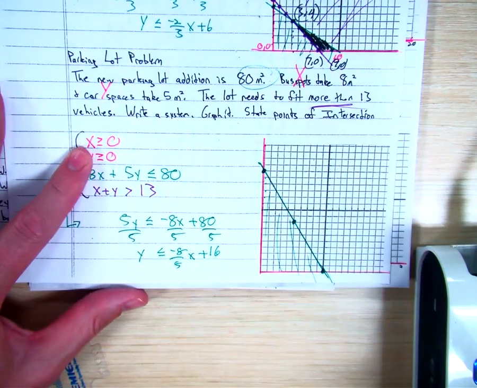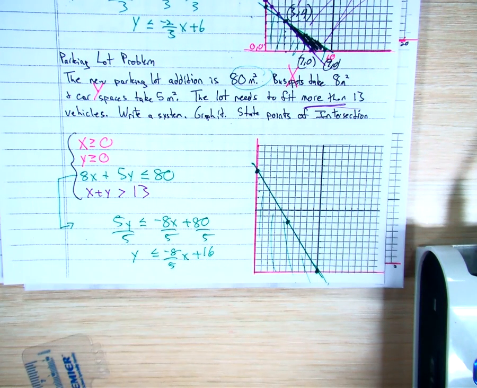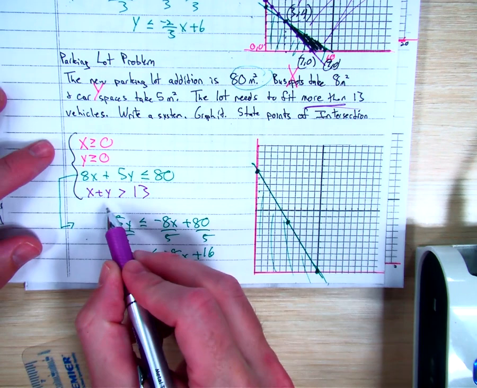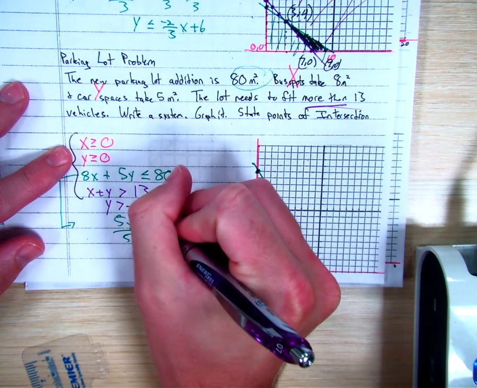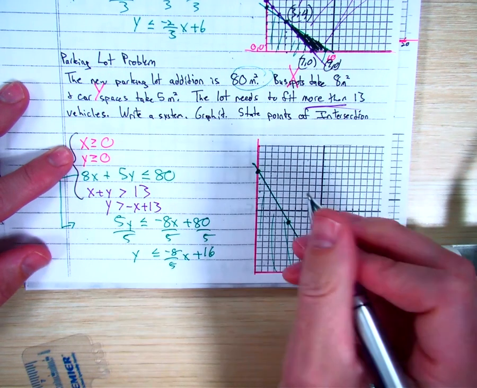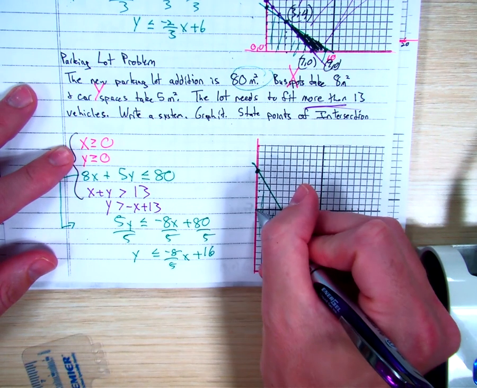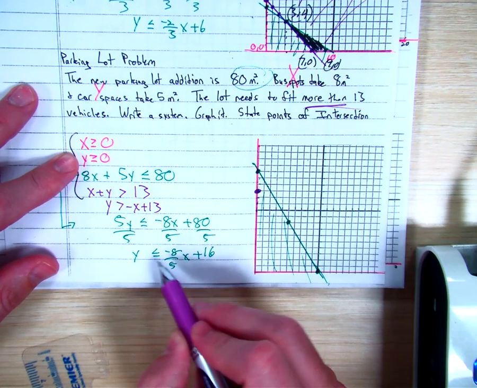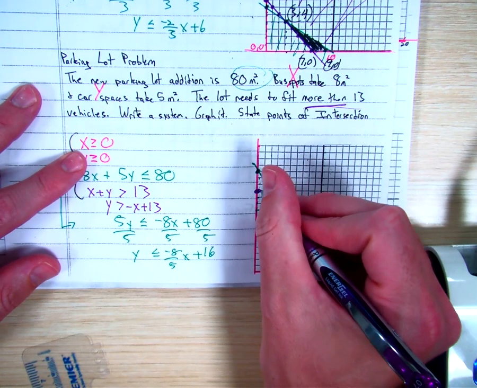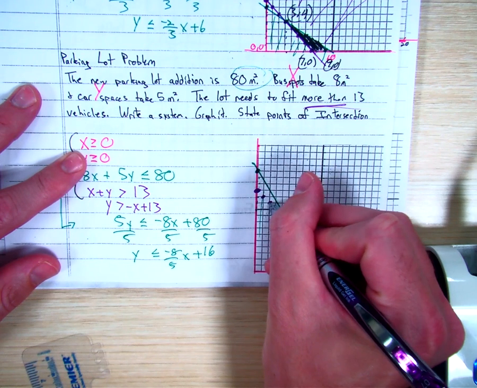Just real light under there, just to remind yourself where it's at. Okay, the purple one, we're going to subtract the x over. This one's starting at 13, 10, 11, 12, 13. And just boring down 1 over 1, but we got to keep going until we see where it hits.